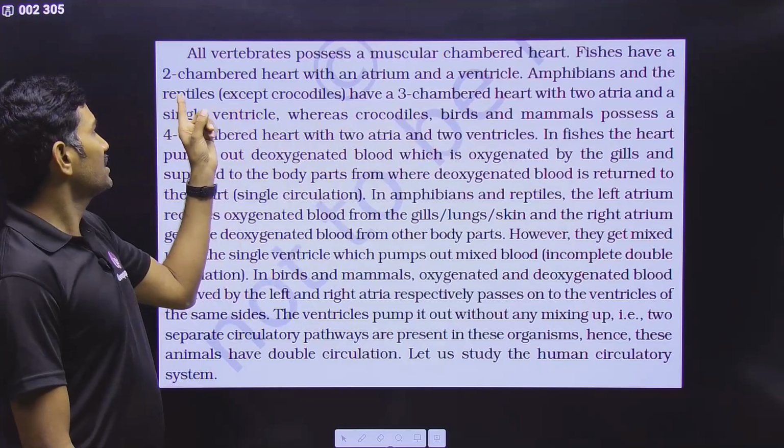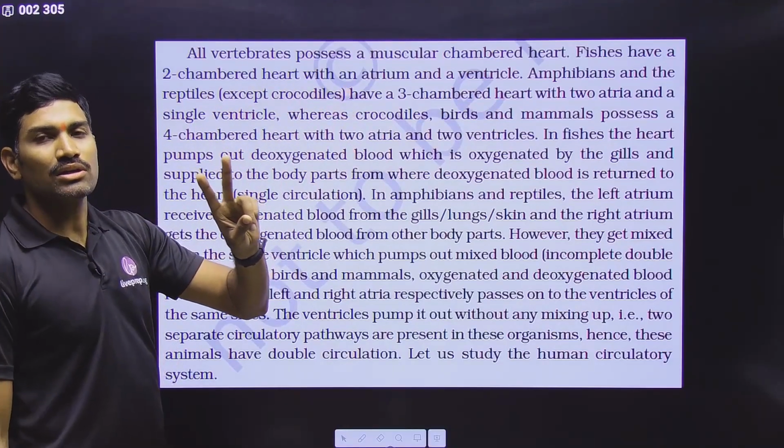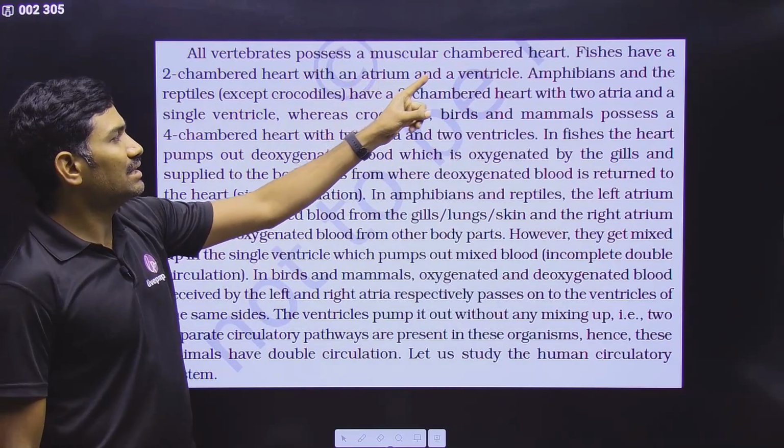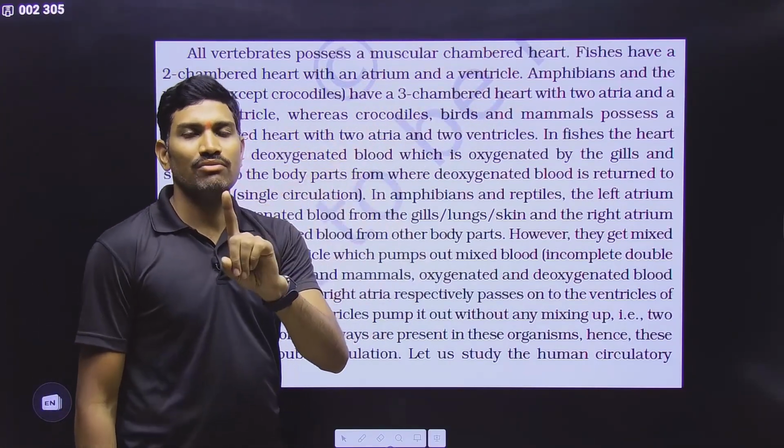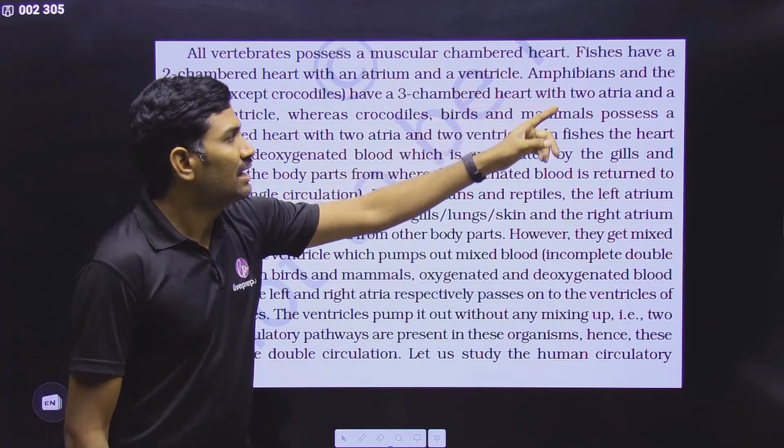Next one, fishes have a two-chambered heart. What are the chambers? One is the atrium, the other one is the ventricle. In this way, two chambers are present.